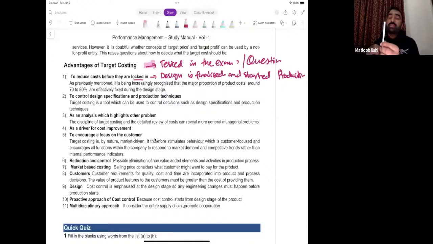Imagine, I can give you an example of this pen. If this pen design is finalized and now the production has started, it will be very difficult to discontinue or change the design because it requires a lot of time. You might have understood in activity-based costing that design and development is a very big, costly activity, because it requires thousands of hours. Thousands of hours are required in developing a product.